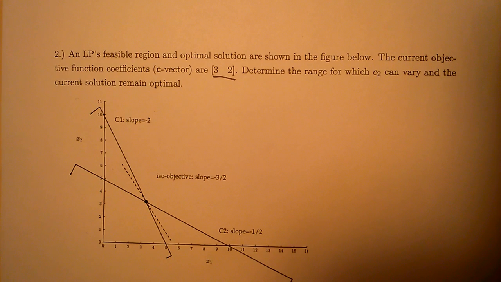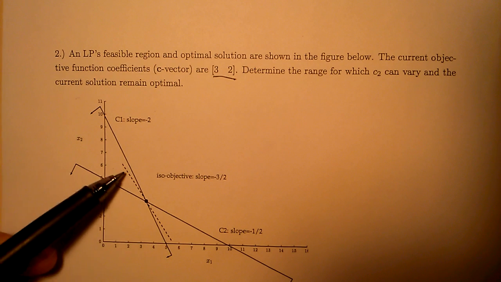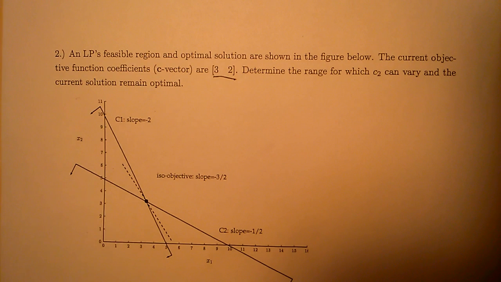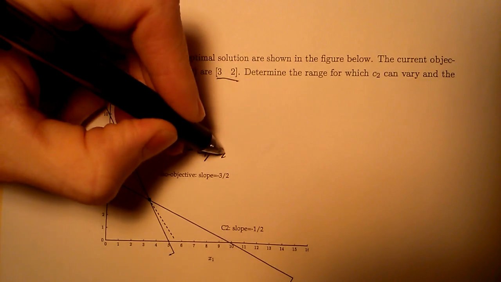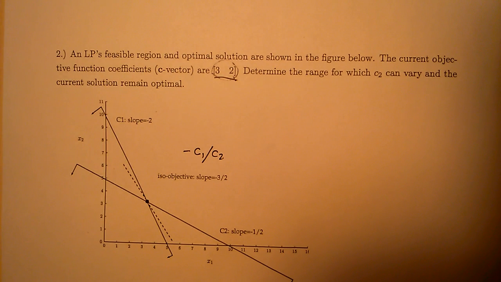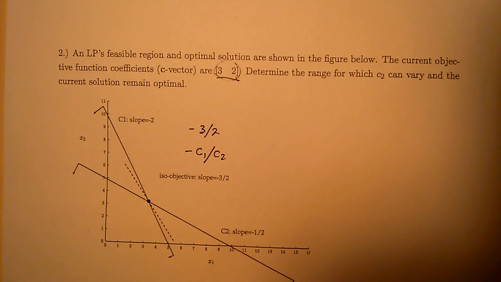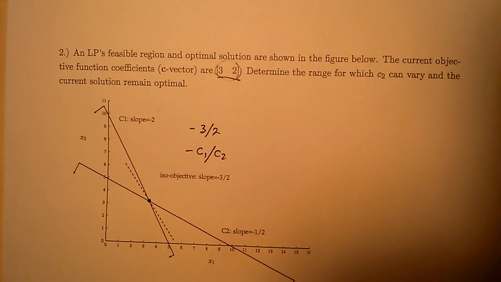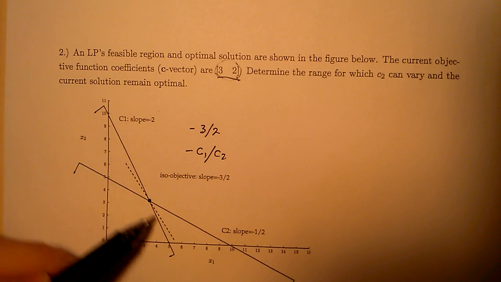So basically what's going on is the objective function has this iso-objective function line, which we said has a slope of negative C1 over C2. You could have easily seen that we have 3 and 2 as our objective function coefficients, and negative 3 over 2 is the slope of my iso-objective line. Okay. What we're saying is, as I vary this 2, say that 2 becomes 1 or 3 or 5 or something, the slope of this iso-objective line changes.